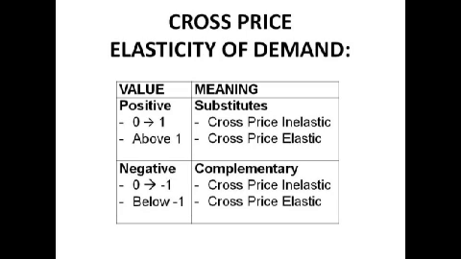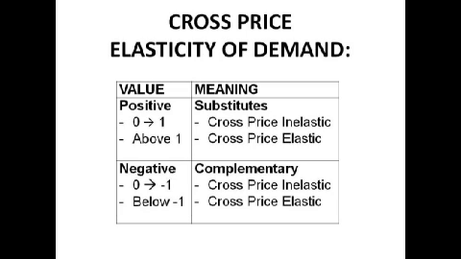Whereas if we've got a negative value, the price of one goes up, demand for the other goes down, that means they're complementary products. For example, an iPod and headphones. If the price of iPod goes up, people aren't going to be able to afford it, and people aren't going to need headphones because they won't have an iPod to use them with. So the price of iPod goes up, demand for headphones goes down. They're going in opposite directions, so negative.